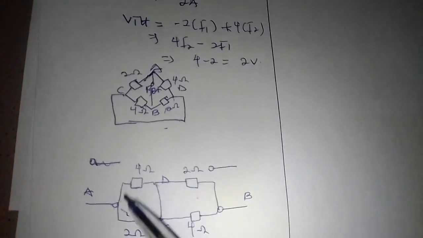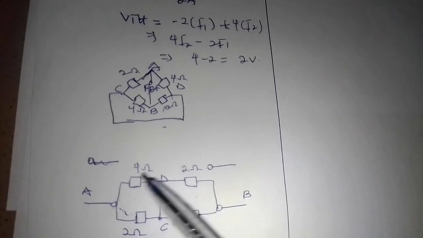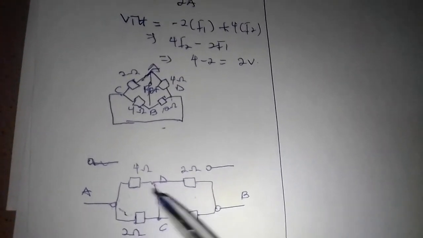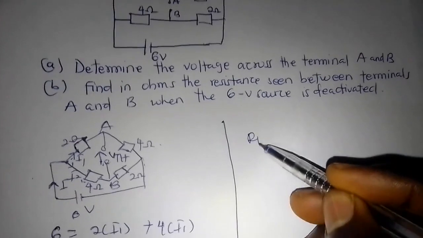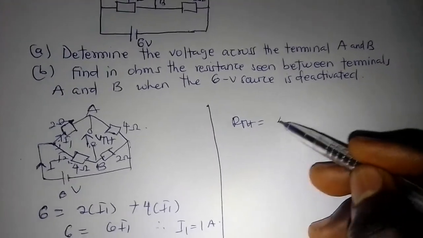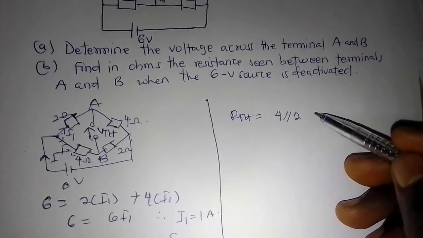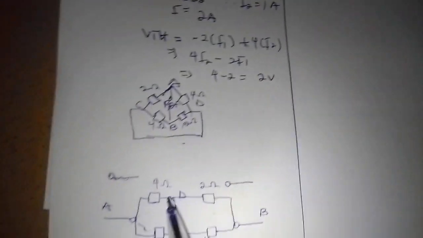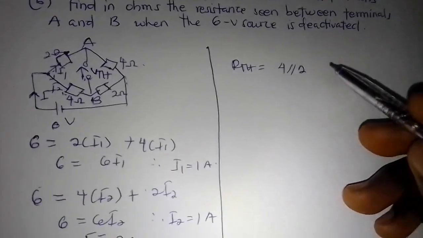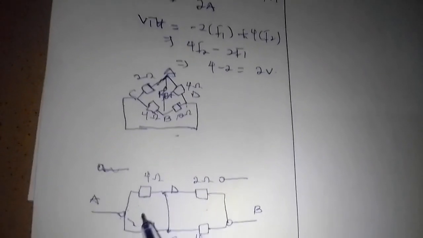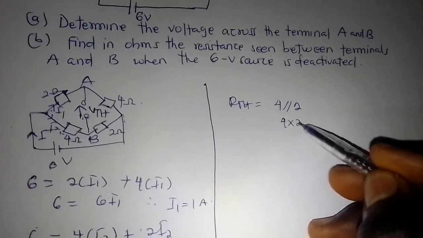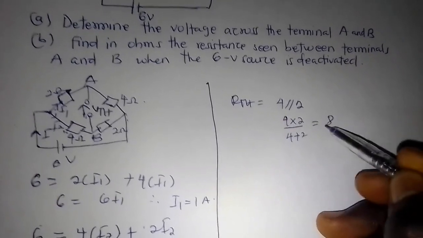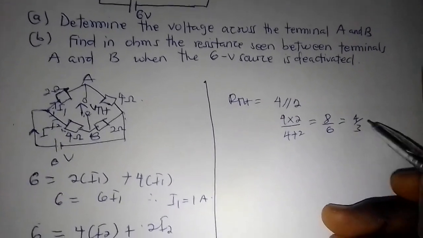You can see that this 4 ohm and this 2 ohm are in parallel, because you can move through them without moving through any other element. Same applies to here. So I have 2 parallel connections, which is 4 ohm and 2 ohm. So my RTH each will be equal to 4 ohm parallel to 2 ohm. That is for this part. Once I combine them, I'll redraw my circuit back. There are 2 of these, so this will be 4 times 2 over 4 plus 2, and that is 8 over 6, which is equal to 4 over 3 ohm.